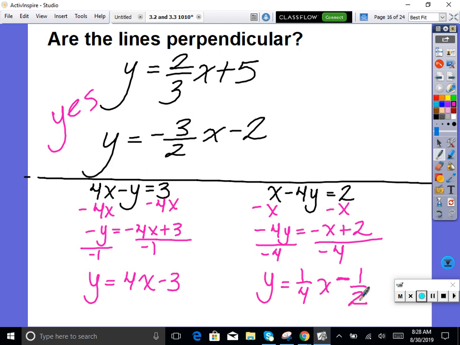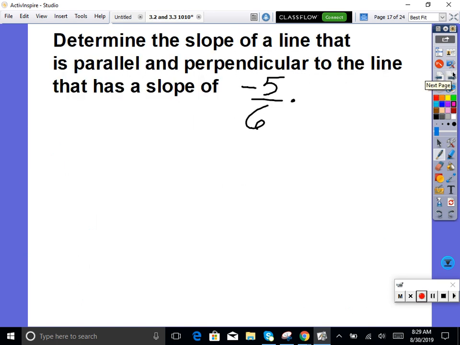Okay, let's look at our slopes. Are they reciprocals? Yes. Are they opposites? No, so these are not perpendicular. They'll intersect at some point, but it doesn't mean they'll intersect at that 90-degree angle. Does that make sense, everyone? Okay. We know they're not parallel, so they will intersect, but not at that perpendicular angle.